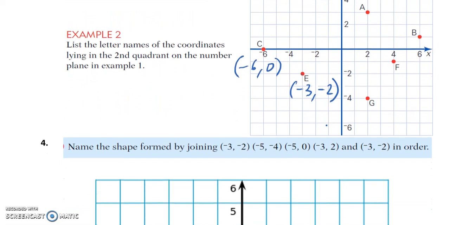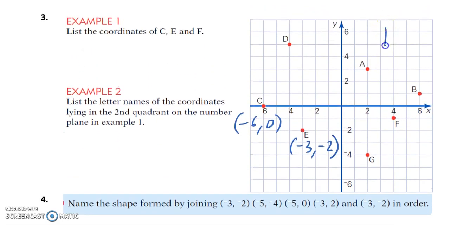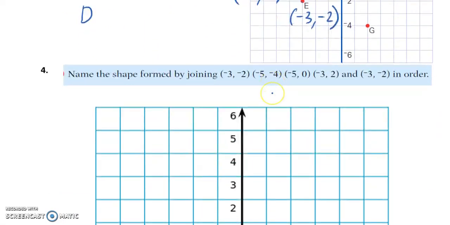And then in number 2, it says list the letter names of the coordinates lying in the second quadrant. Well, this is quadrant 1, this is quadrant 2. So I'm looking in here. In this quadrant, I've got 1 point and it's D. And C is actually on the borderline of 2, so I'm not going to write that.